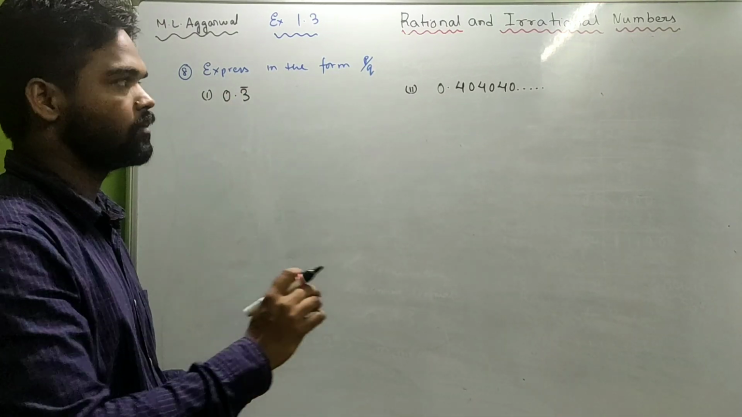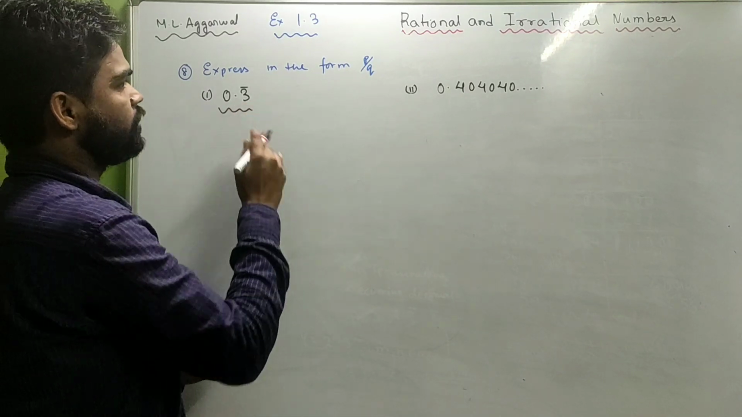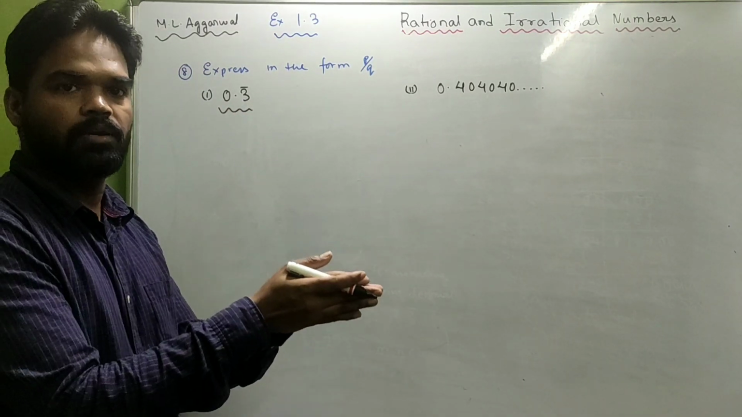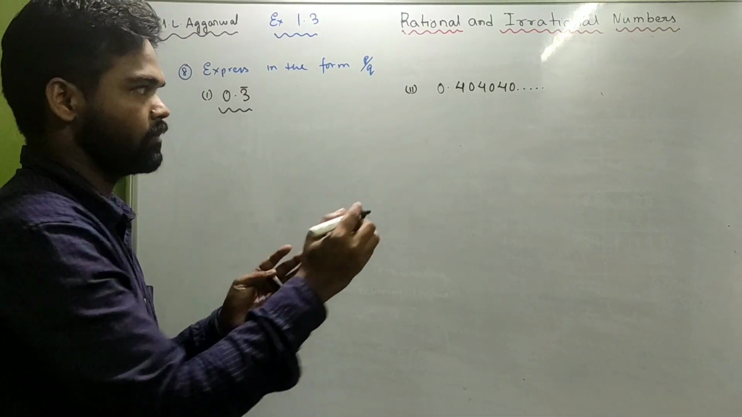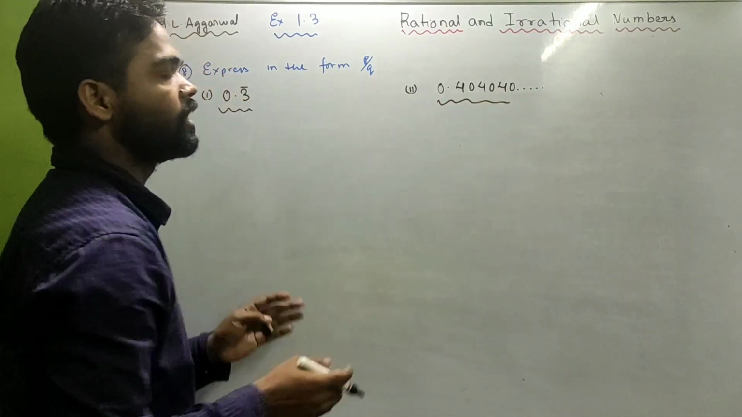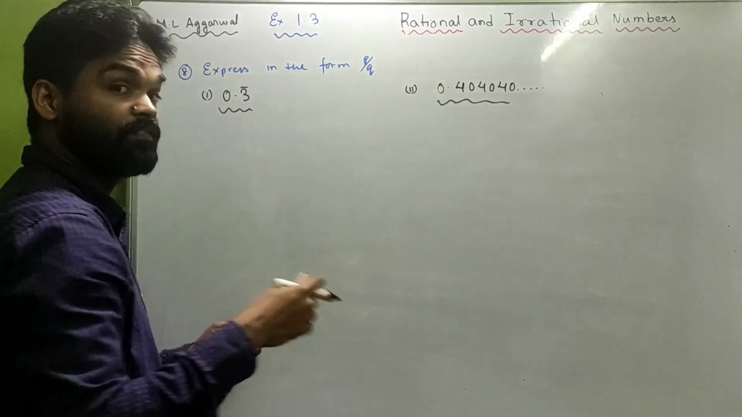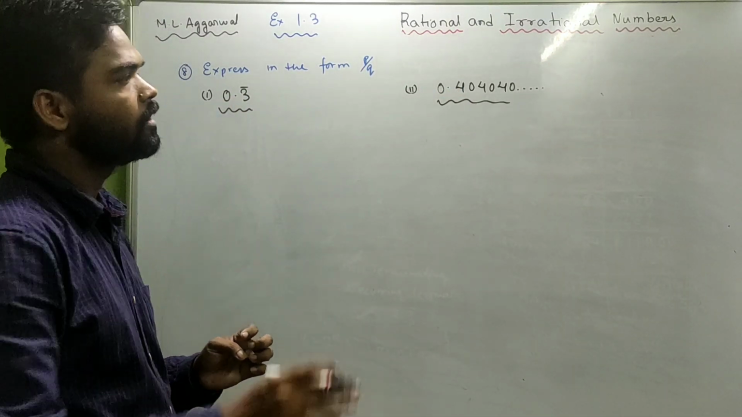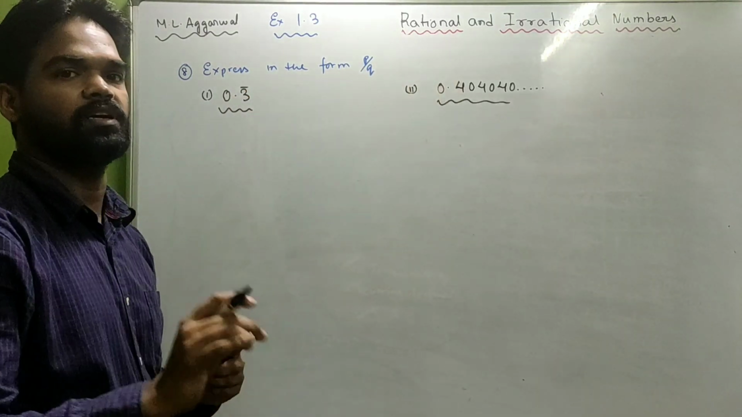0.3 bar, 0.404040. First, we'll look at this. Whenever you are changing a recurring decimal into the form P by Q, see in the first step that the recurring part is just after the decimal. If it is not, then bring it there. In these two cases, the recurring part is just after the decimal.